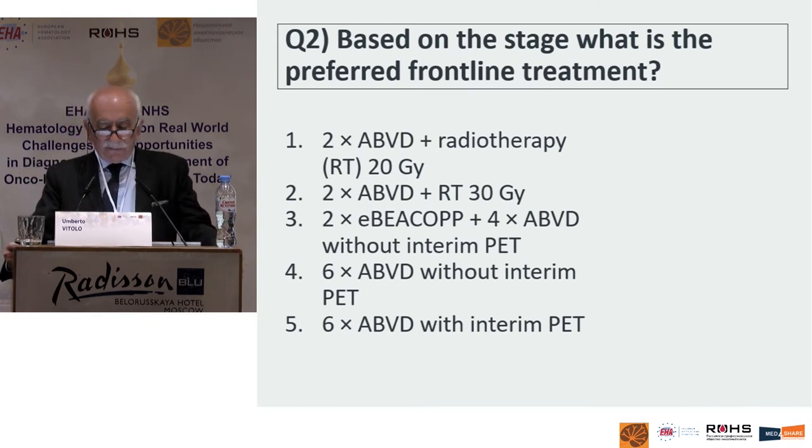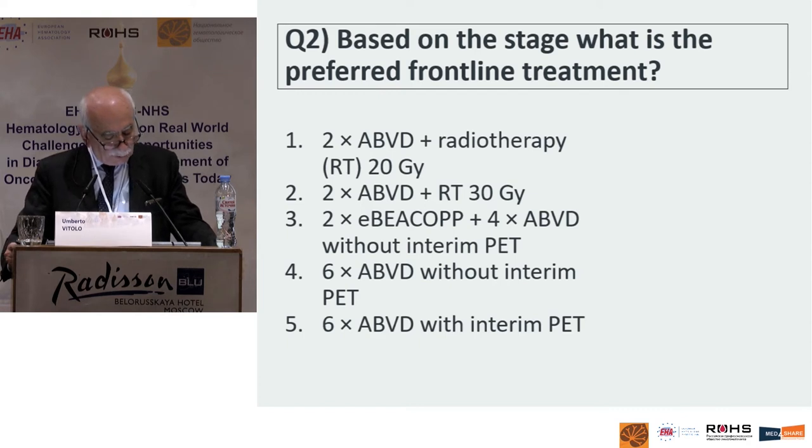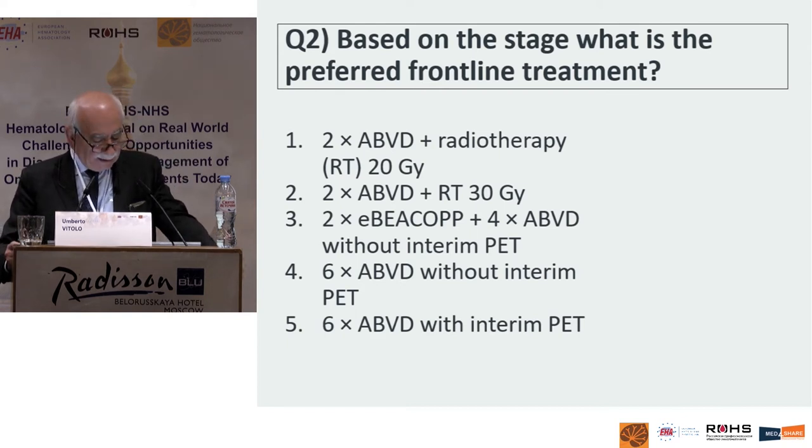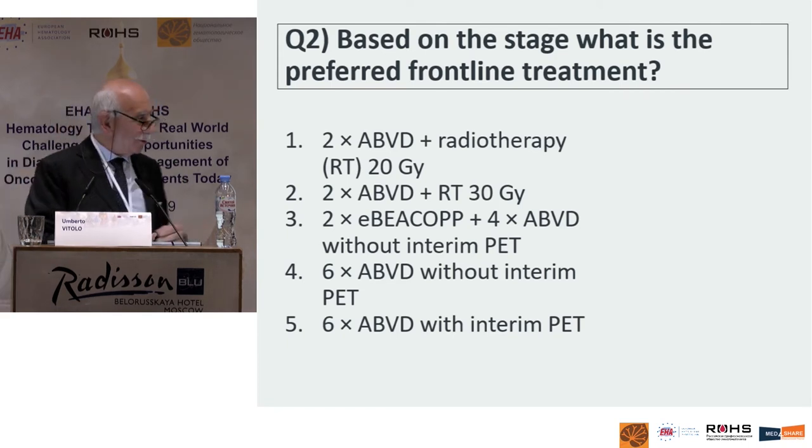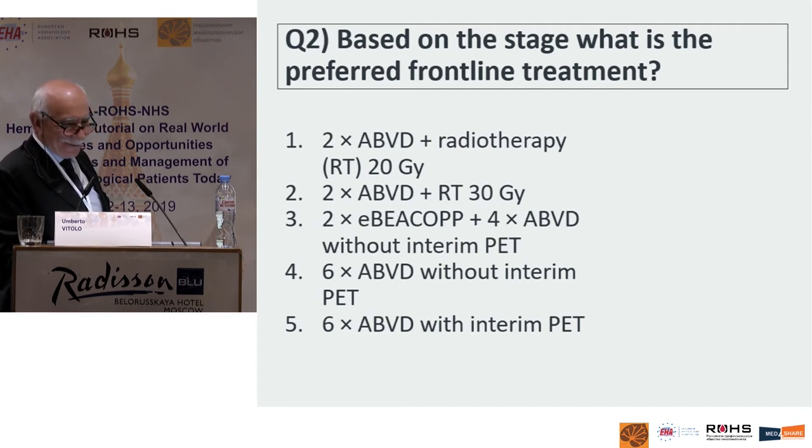What is the preferred frontline treatment? We have different options: two courses of ABVD plus low doses of radiotherapy, two courses of ABVD plus 30 gray radiotherapy, two escalated BEACOPP and then four courses of ABVD without interim PET, six courses of ABVD without interim PET, or six courses of ABVD with interim PET assessment. Maybe it could be the sixth one, with the escalated BEACOPP full courses since the beginning. But I'm living in Italy, so we don't like escalated BEACOPP. So please give your choice.